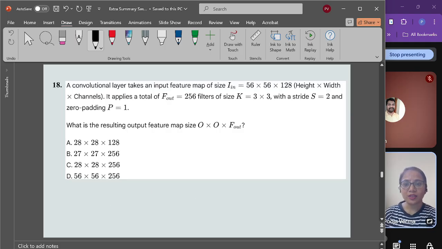A convolution layer takes an input feature map of size 56 cross 56 cross 128, that is the height, width and channel. It applies a total of F out, that is 256 filters of size K, 3 cross 3 with a stride S equal to 2 and padding P equal to 1. What is the resulting output feature map size O cross O cross F out?